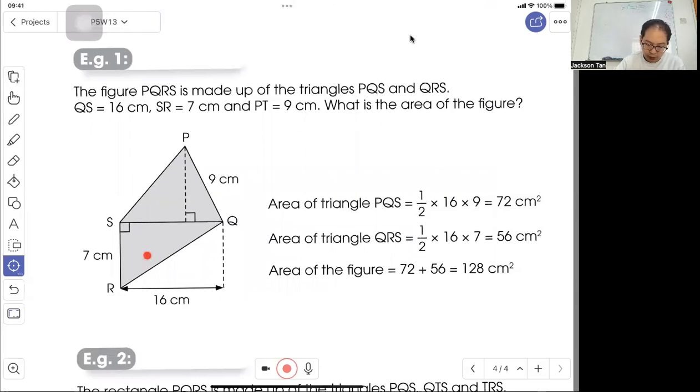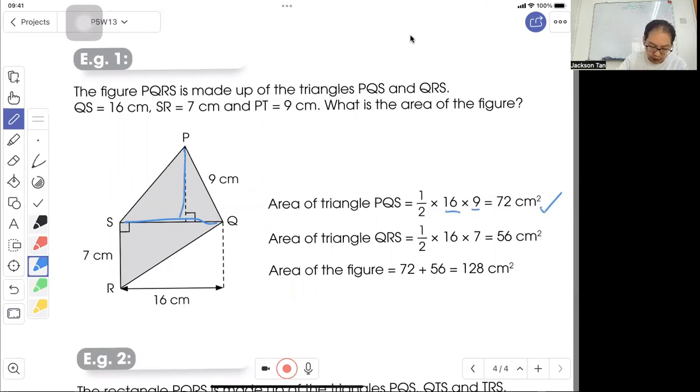So we cut it into two shapes. First, we find this triangle first. So half times base, which is 16, times the height, 9. That's how we get 72 cm squared.